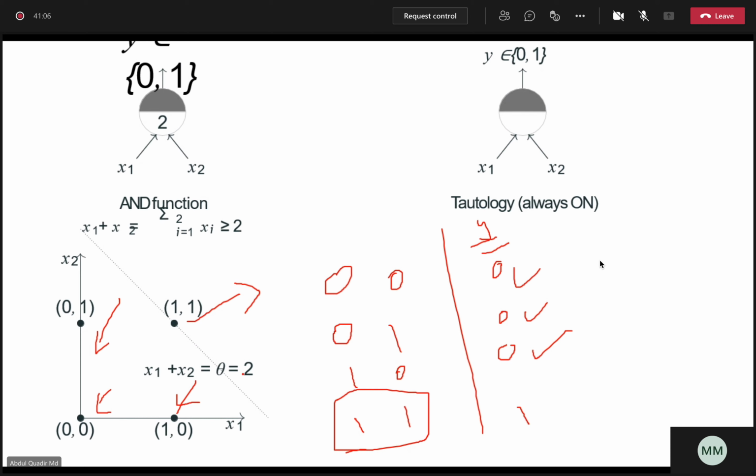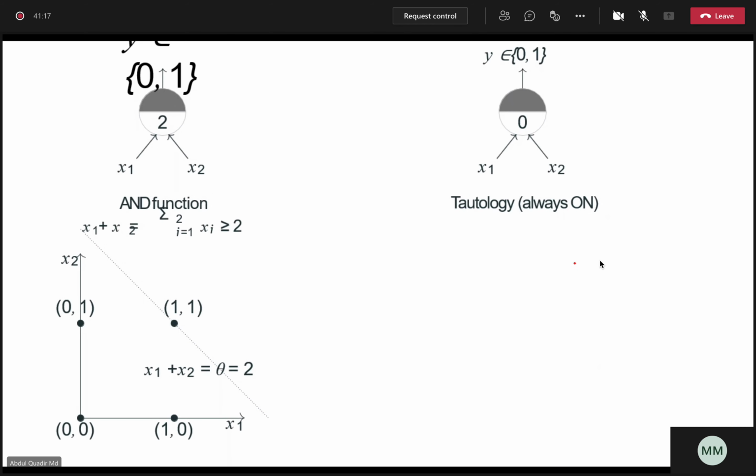Hello? Yes, sir. Okay. The last one is I will talk about tautology. So tautology, if you see, what is the equation? 0, 0, 0, 1, 1, 0 and 1, 1. If I write g of x, the MP neuron algorithm, it is 0, 1, 1 and 2. Now, theta is set as 0.